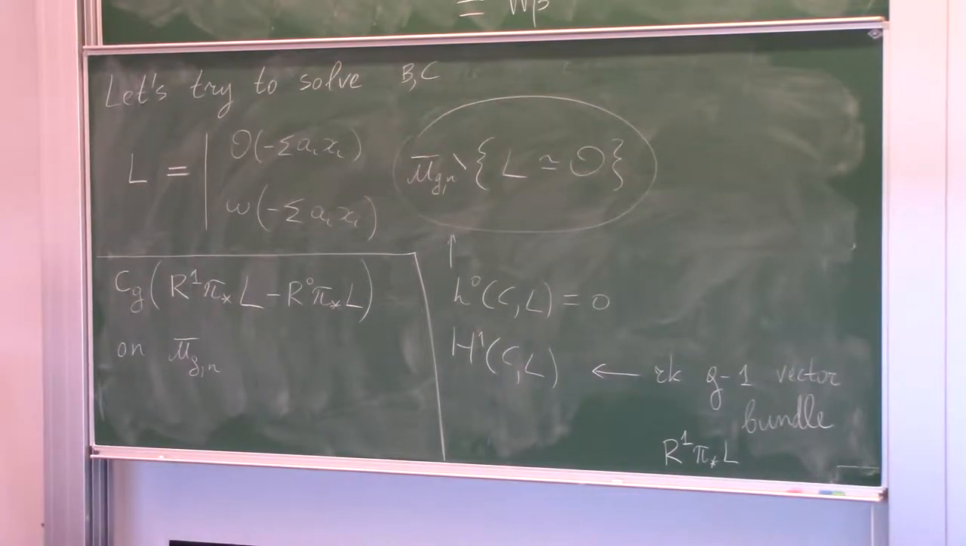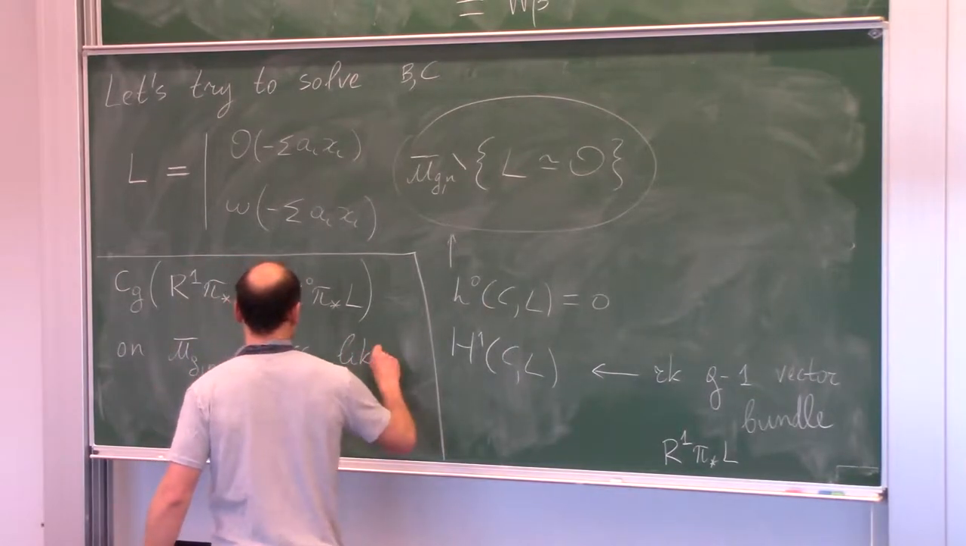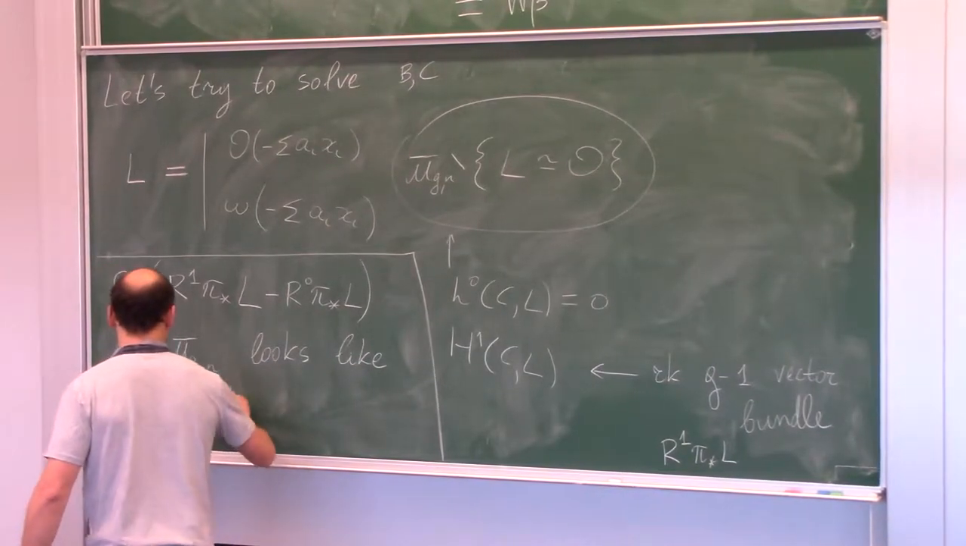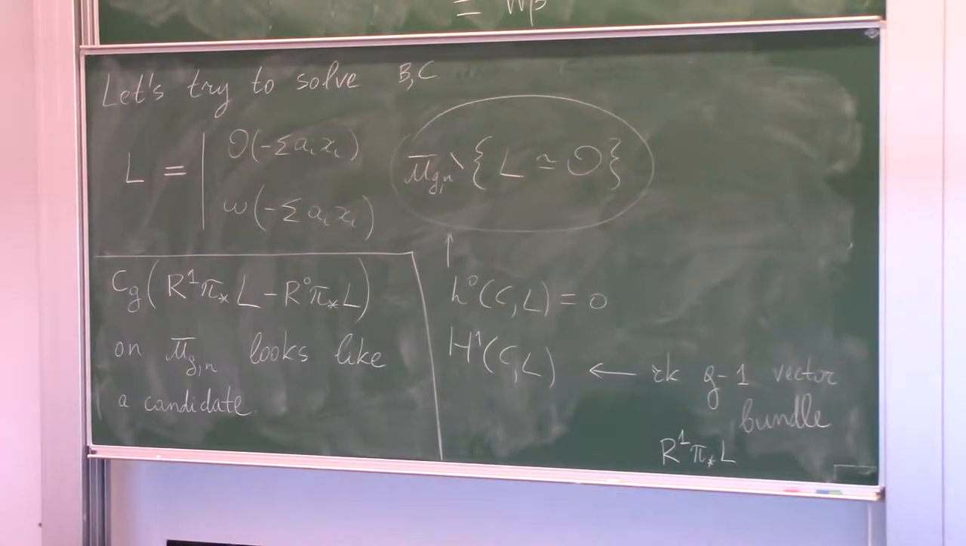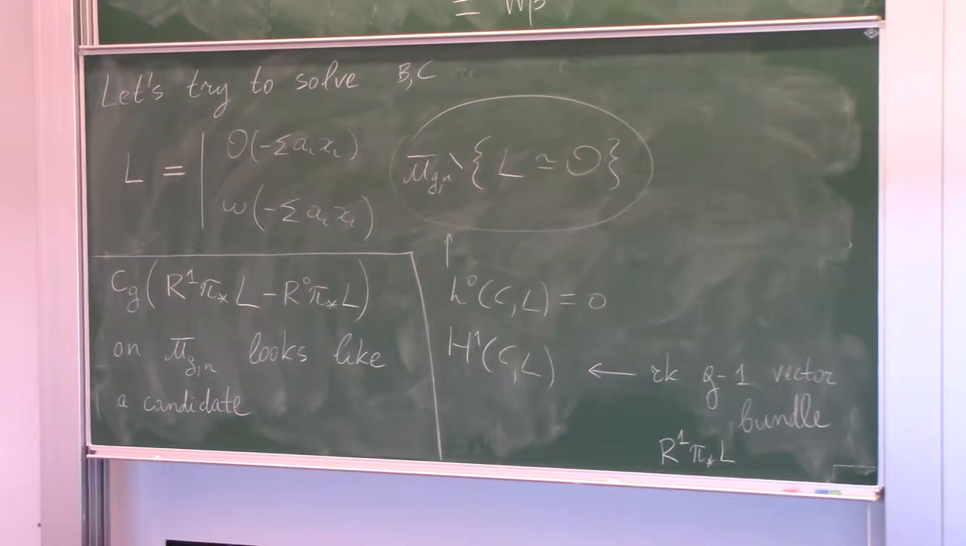Then it looks like a very good candidate for the answer. Because it's a codimension G locus, and it's supported exactly where I want it to be, exactly where L has sections. Right, so it looks like a very plausible candidate for the answer. Looks good. Like a candidate. Okay, so as you will see in a moment, it's actually not the right answer. I will explain why. It's close, but it's not the right answer.